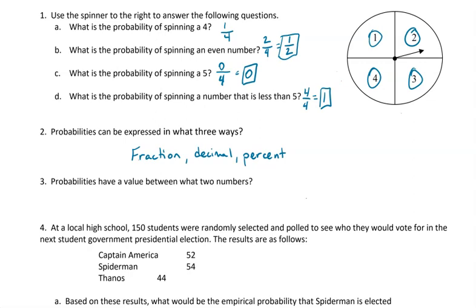Probabilities have a value between what 2 numbers? Well, for a fraction or a decimal, that'd be between 0 and 1. Or if we're talking about percentages, between 0% and 100%. And just keep in mind, 0 means it's completely impossible, it cannot happen. 1 means the opposite, it means it's guaranteed to happen.